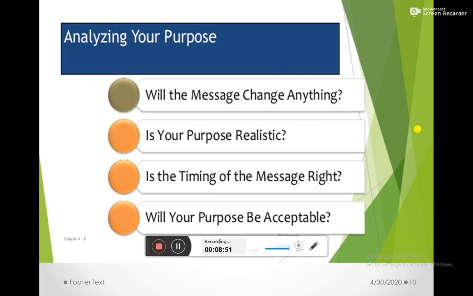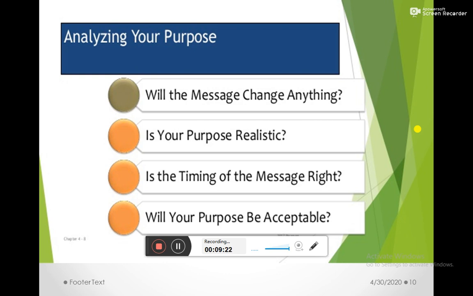So you will ask yourself the fourth question: will your purpose be acceptable? Which means, is your purpose acceptable to the organization or not? Your company's business objectives and policies, and even laws that apply to your industry, may dictate whether a given purpose is acceptable or not.